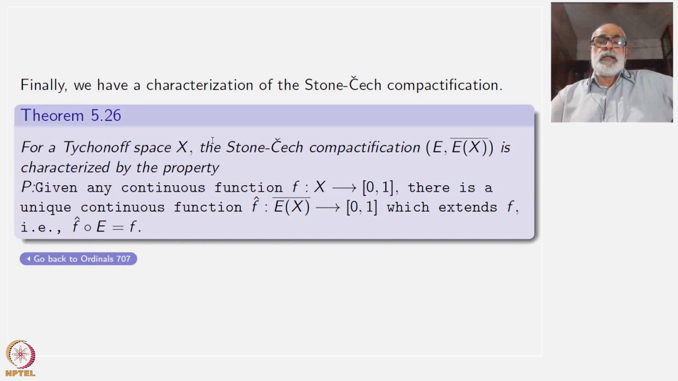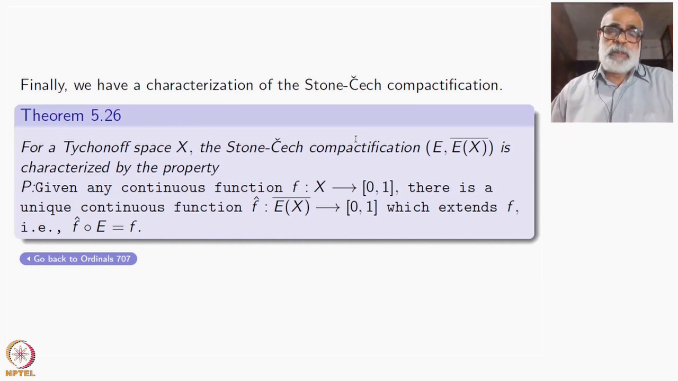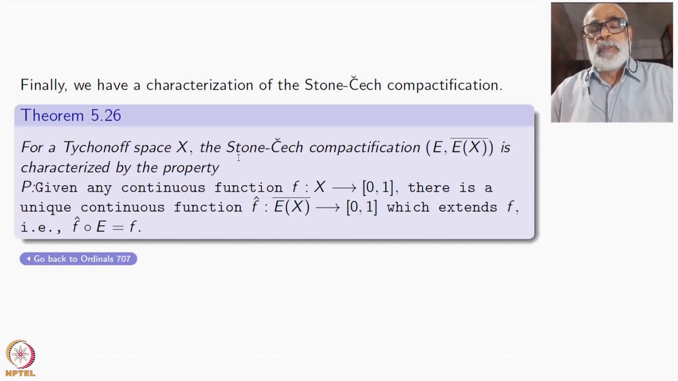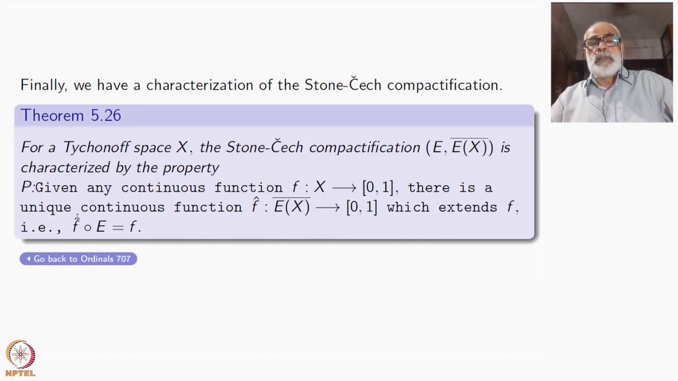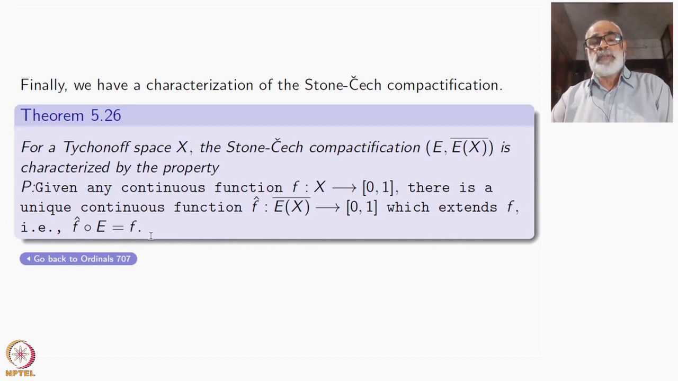Finally, we shall end this topic today by giving a characterization of Stone-Cech compactification. You can also call this a universal property. For a Tikhonov space X, the Stone-Cech compactification (e, X bar) is characterized by the property, which I am calling P. Given any continuous function f from X to the closed interval [0,1], there is a unique continuous function f hat from X bar to [0,1], which extends f, in the sense f hat composite e is f.